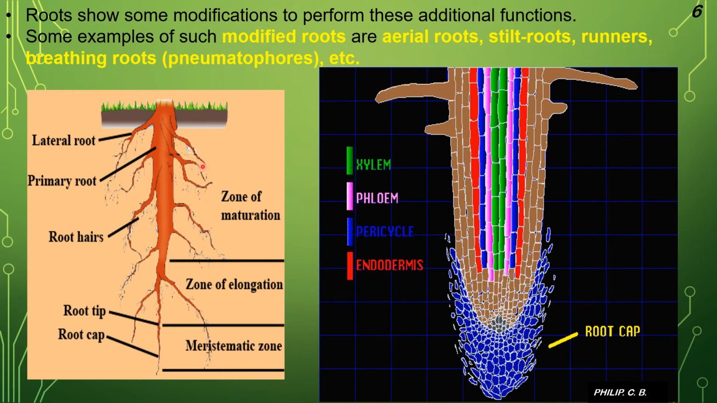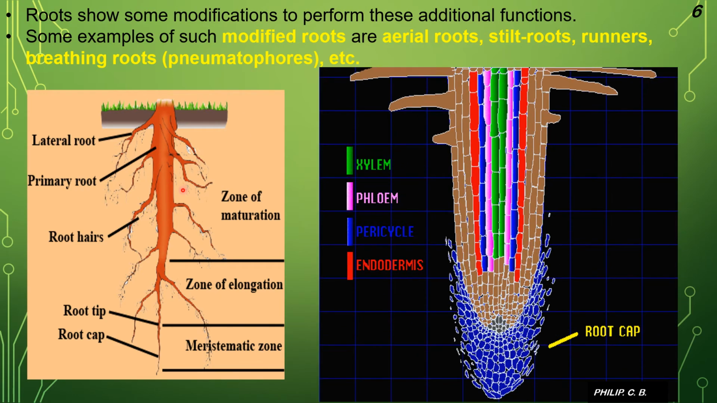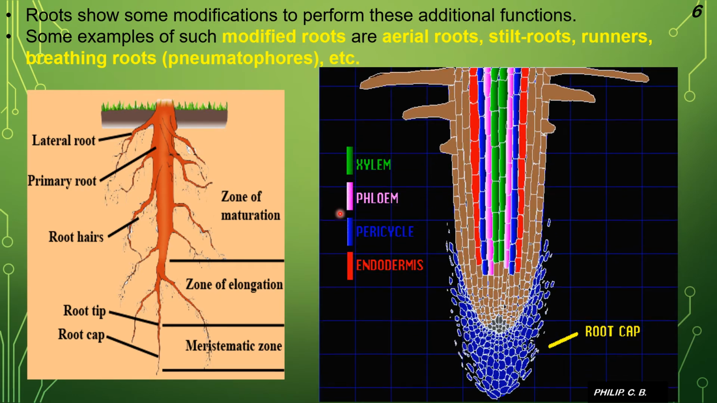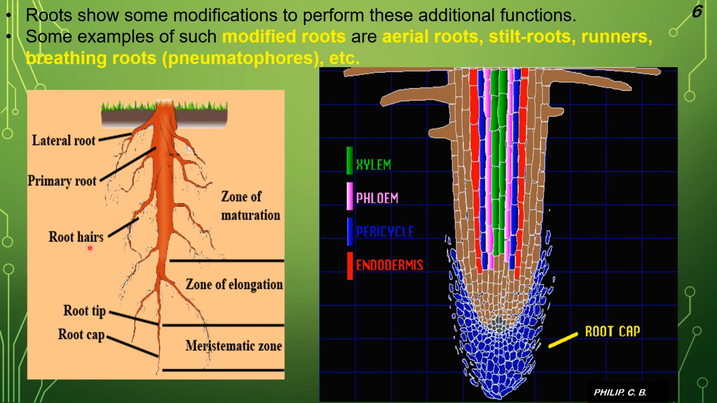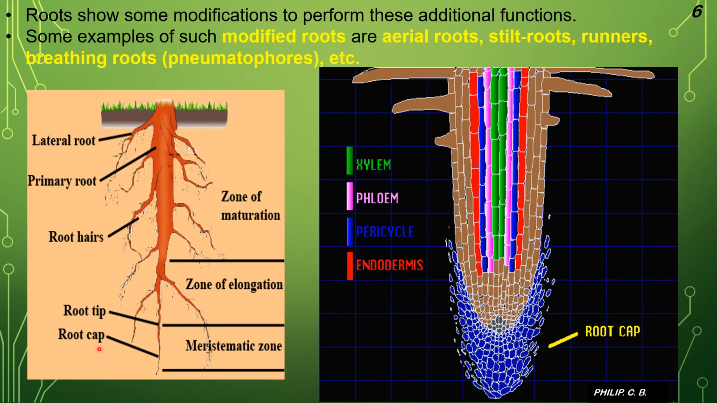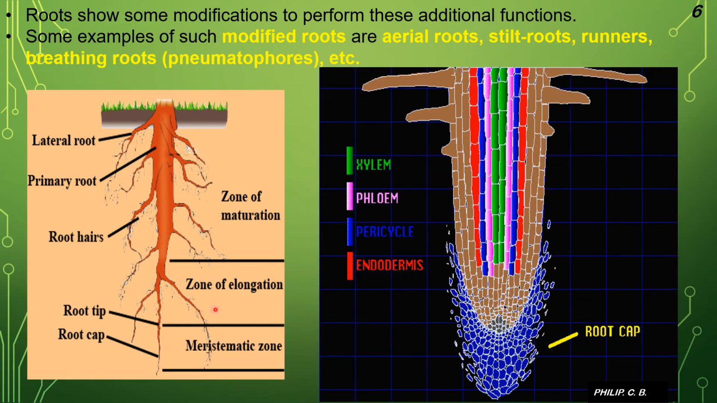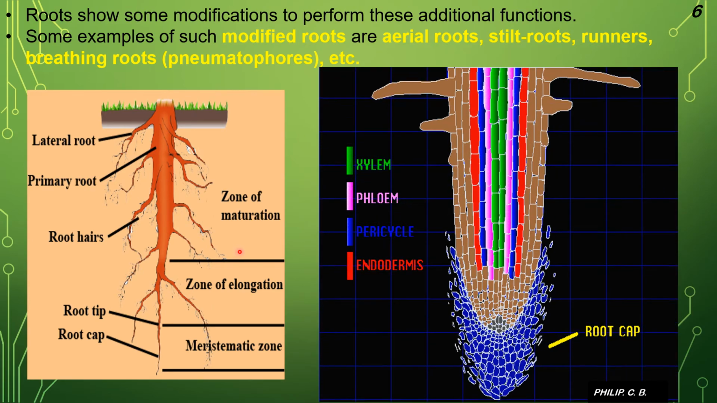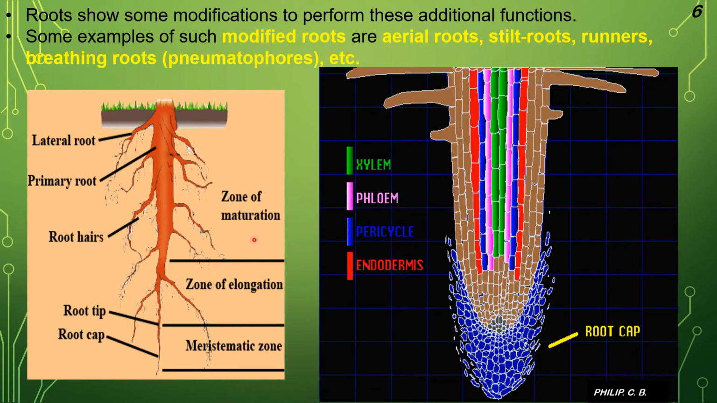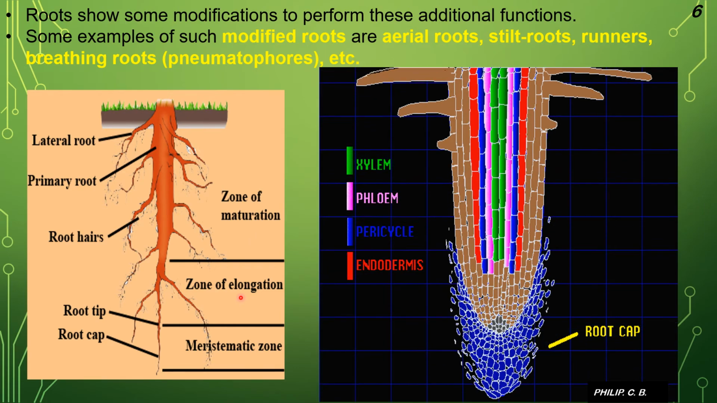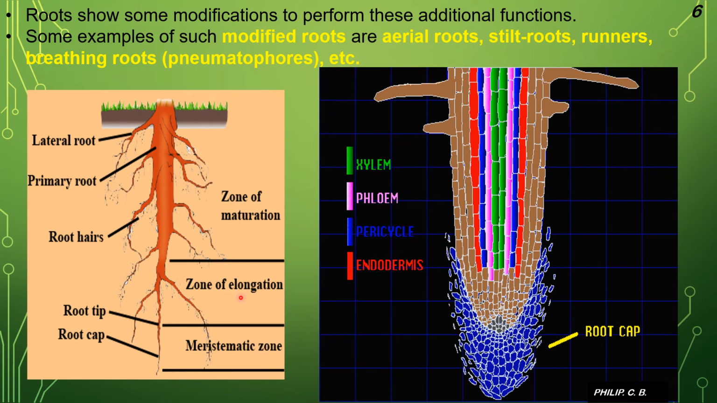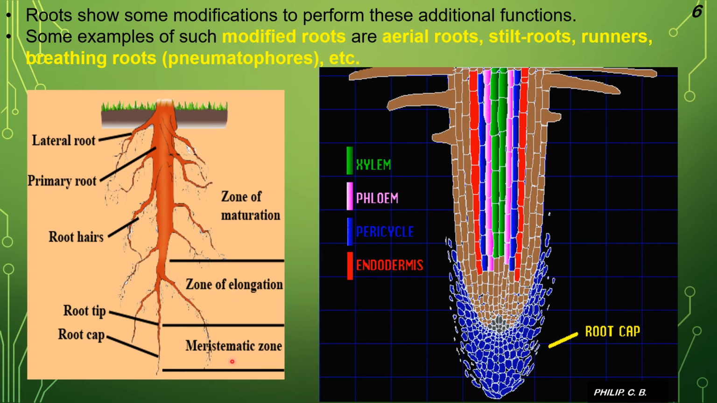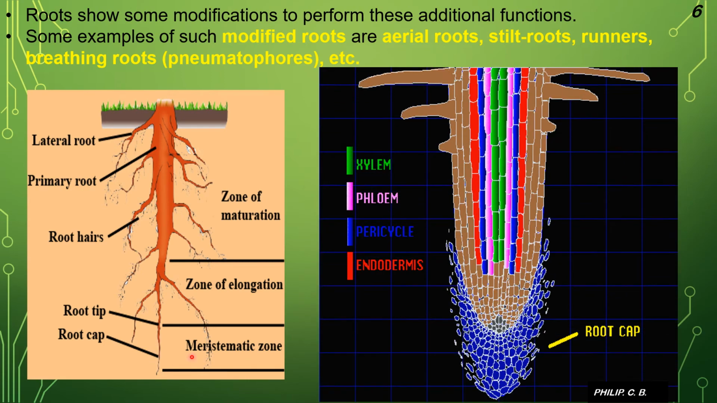Okay, here I added one picture, and second a beautiful animation image. Here you can see the parts: lateral root, primary root, root hairs, root tip, root cap, as you just saw. And just for additional information, what are these different parts? Zone of maturation, where they keep on growing; zone of elongation, where they keep on stretching and become longer and longer; and the meristematic zone, that is the root tip and the root cap part.